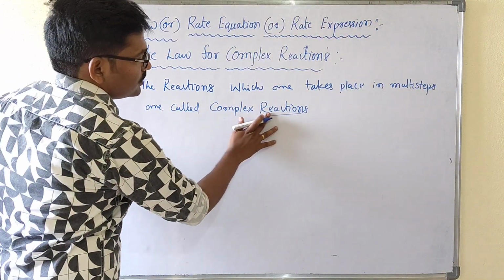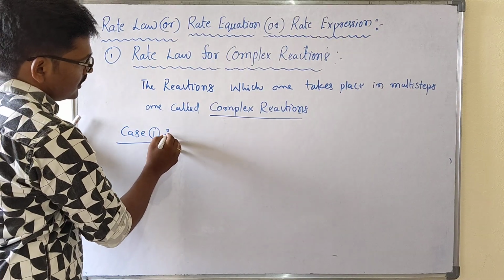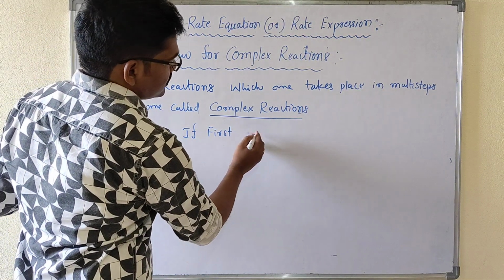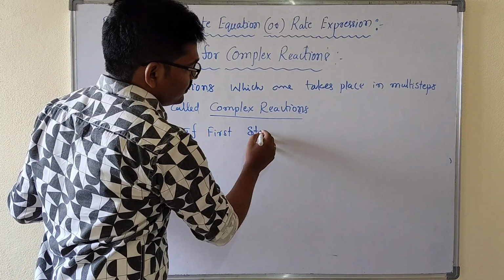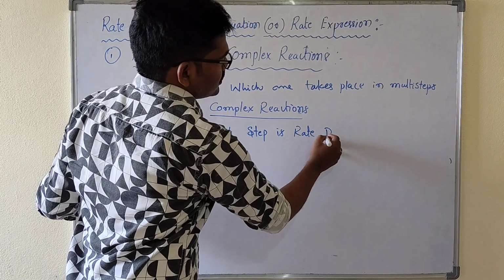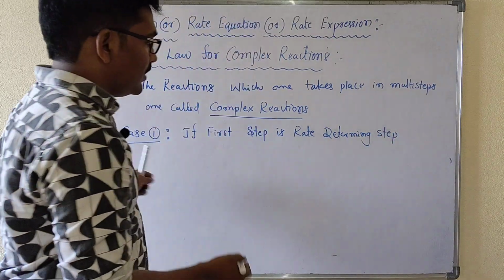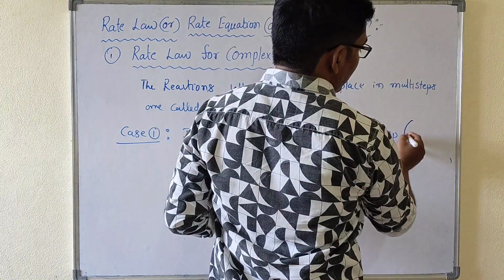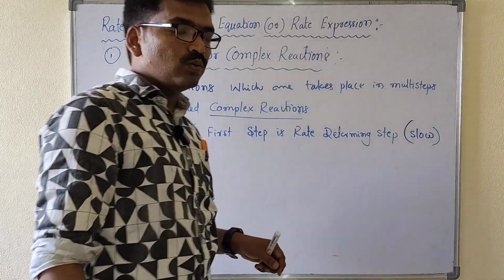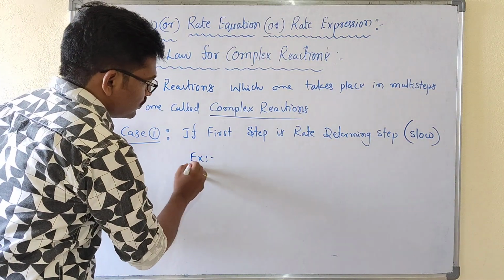సో ఏంటివి అవి అంటే, ఫస్ట్ కేస్, case 1, that is in case the first step is RDS, rate determining step. రేట్ డిటర్మైనింగ్ స్టెప్ అయితే అంటే ఆర్డిఎస్ స్టెప్ అంటే స్లో స్టెప్, ఏదైతే రియాక్షన్లో స్లో స్టెప్ ఉంటుందో దాన్ని మనం రేట్ డిటర్మైనింగ్ స్టెప్ అంటాం. సో ఫర్ ఎగ్జాంపుల్ వన్ ఆఫ్ ద ఎగ్జాంపుల్ ఐ విల్ గివ్ టు యూ పీపుల్.